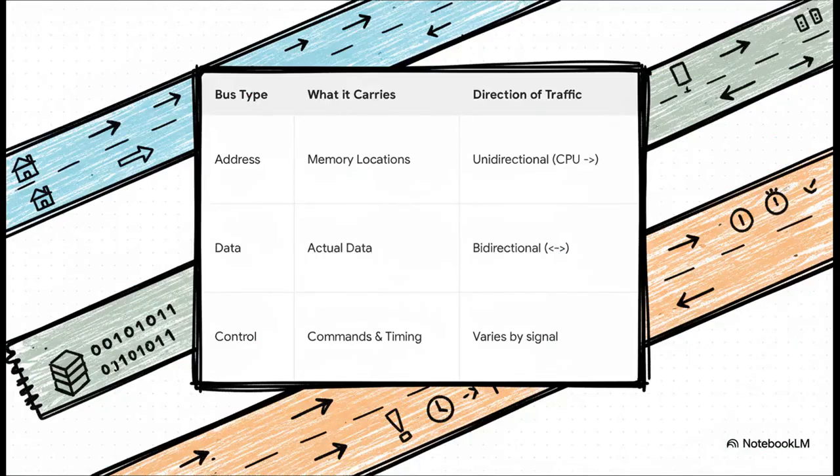So let's break this down. What's really fascinating is the direction of the traffic flow. See, the address bus is a one-way street. The CPU is always the one dictating the address. But the data bus, that's a two-way street. It has to be, right? Data needs to flow from your memory to the CPU to be worked on, and then back from the CPU to memory to be stored. This difference is absolutely critical.